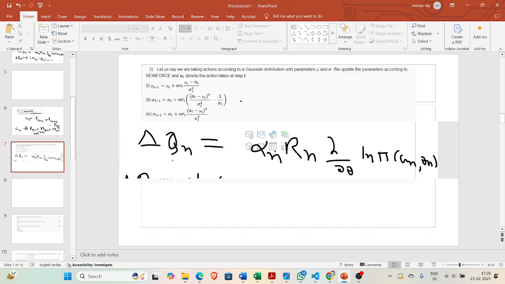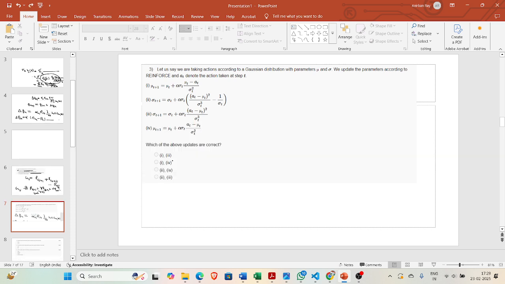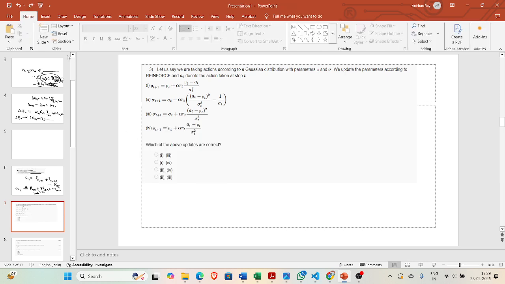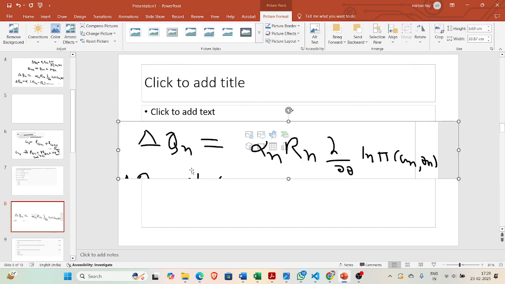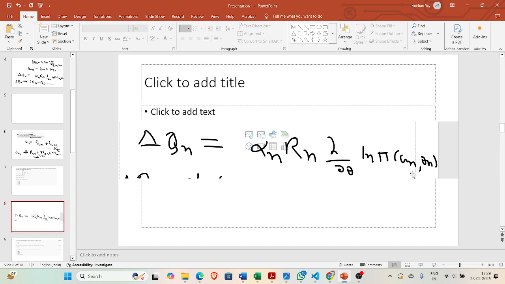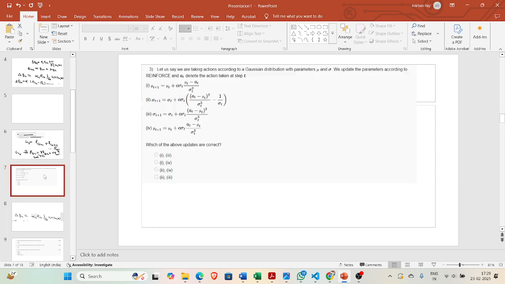Enter a new slide here, then paste. So this is our question. We need to find the parameters. As you can see, this is theta. Theta can be n dimensional, but here theta in our case is two dimensional, mu and sigma. So we need to find the algorithm for both mu and sigma.